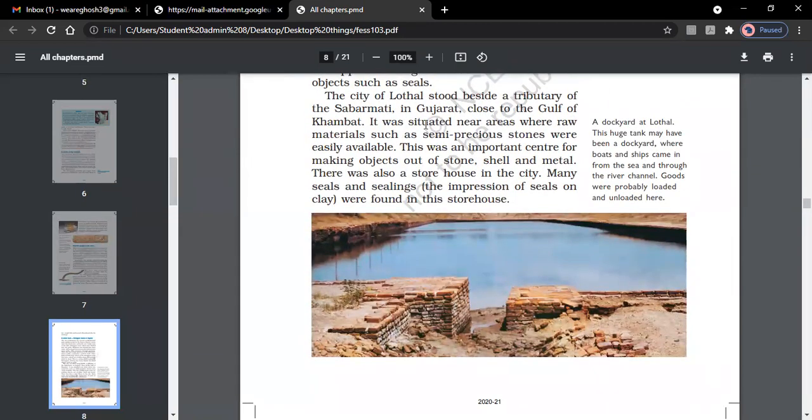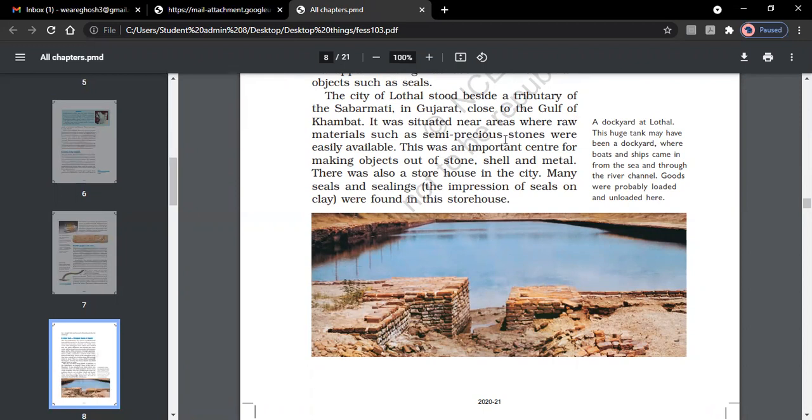Okay, and see, underline the word semi-precious. Why is this semi-precious important? Because you can get a question like: why do you think the semi-precious stones were found here? So this is the answer. Why were semi-precious stones found here?